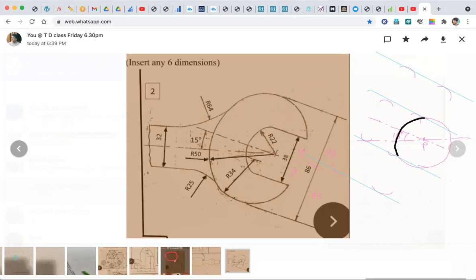This is radius 22. This is radius 19. And this is radius 43, both the sides. Radius 19, radius 43. Got it? All of you got this? Do you people want to try this much? Then we'll go ahead.